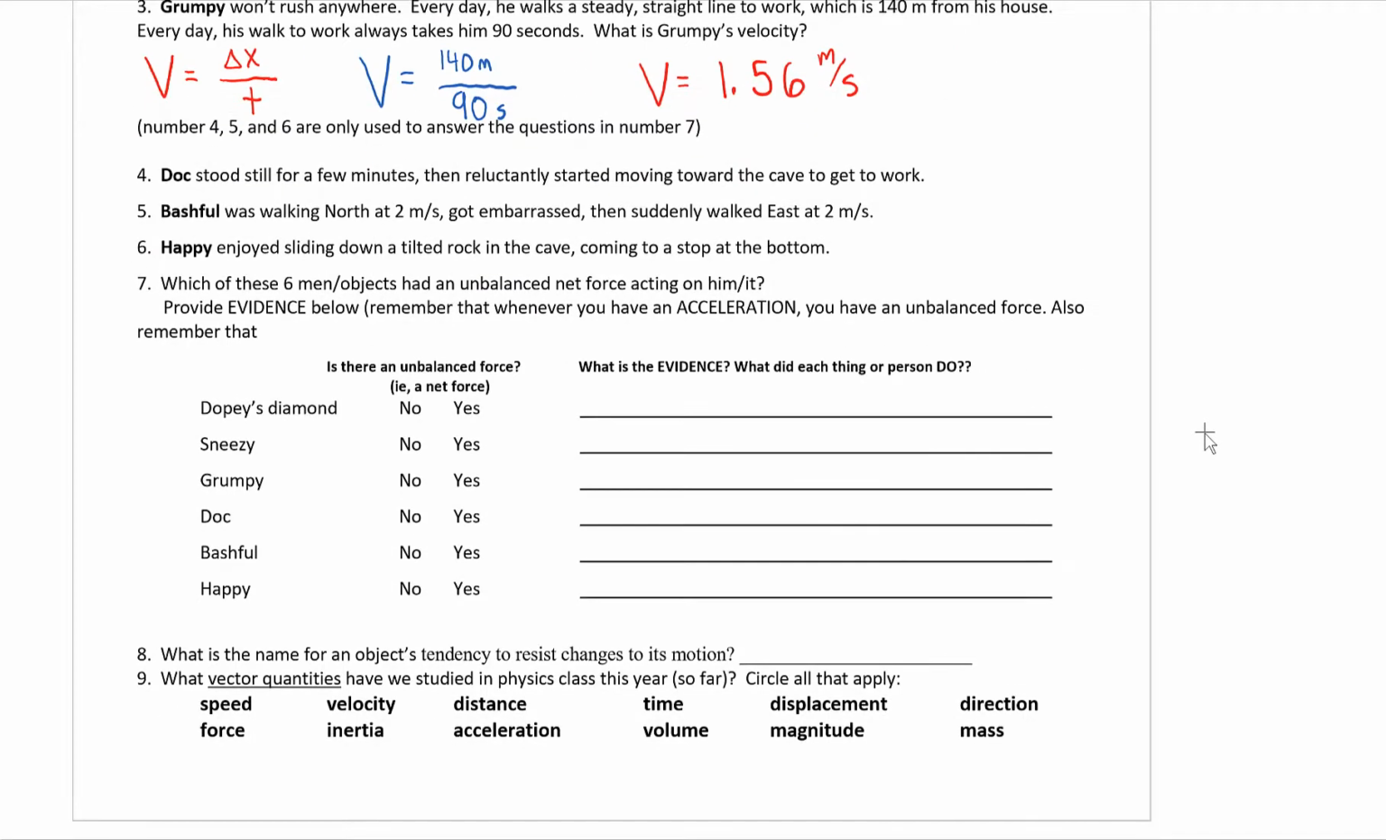Which of these particular things had an unbalanced net force acting on them? So you need to know what an unbalanced net force is. It happens when the forces do not entirely cancel. So that means that you have forces like maybe one up, one down, one left, and one right.